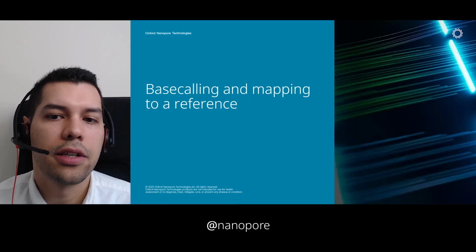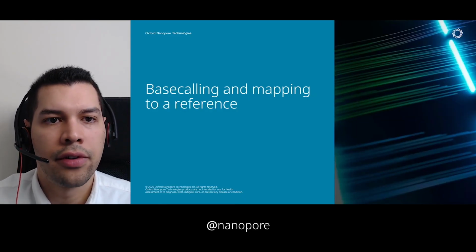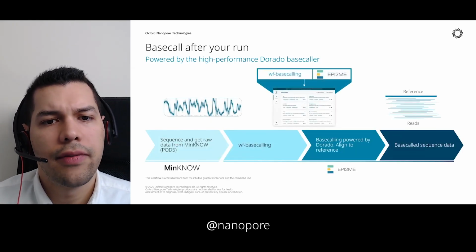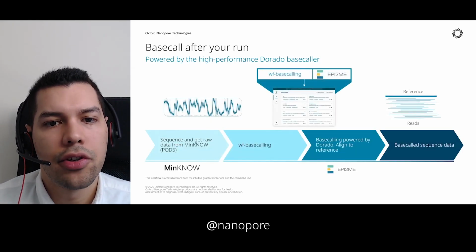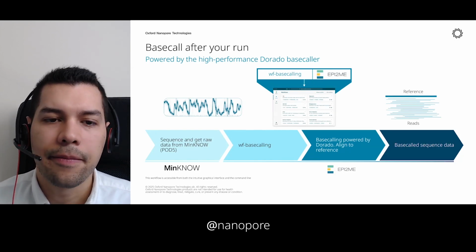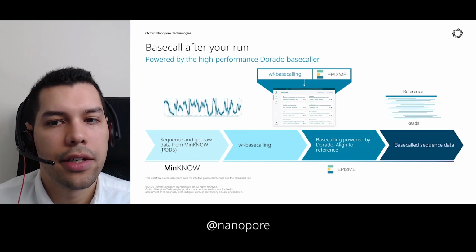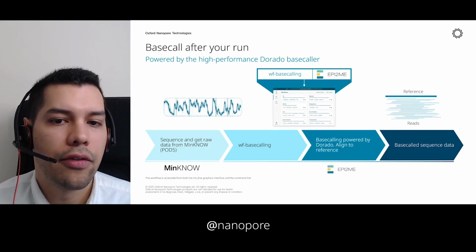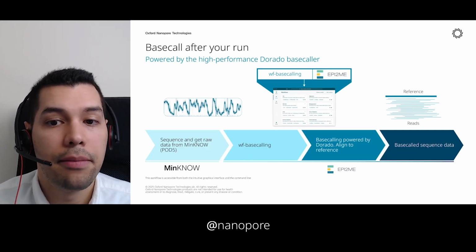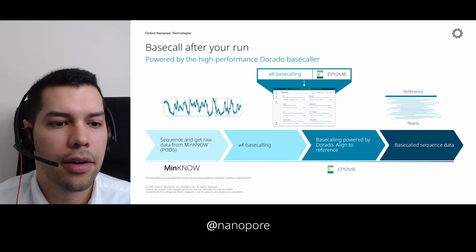Firstly, we will look at base calling and then aligning to a reference. So as we've seen, base calling can be performed on your sequencing device using MinKNOW, but it can also be done using Epitome. This workflow allows you to provide base call data and then align to a reference if necessary. The workflow outputs base called sequence data that can then be used downstream in any other Epitome workflow.